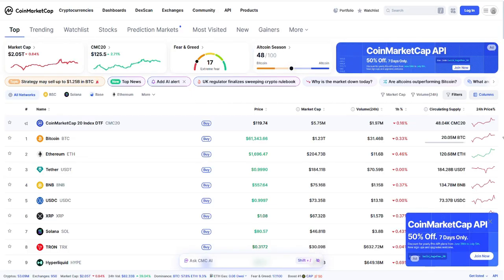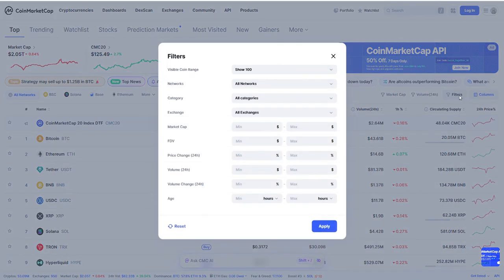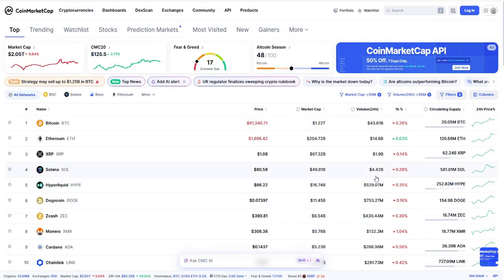One of the reasons why I like to use CoinMarketCap is to be able to pick out the assets that have some activity in them, right? So here I use a filter. I click on filter here and pick a minimum $50 million market cap, 2% change in price in the last 24 hours, and then volume in the last 24 hours at a minimum of $50 million, like that.